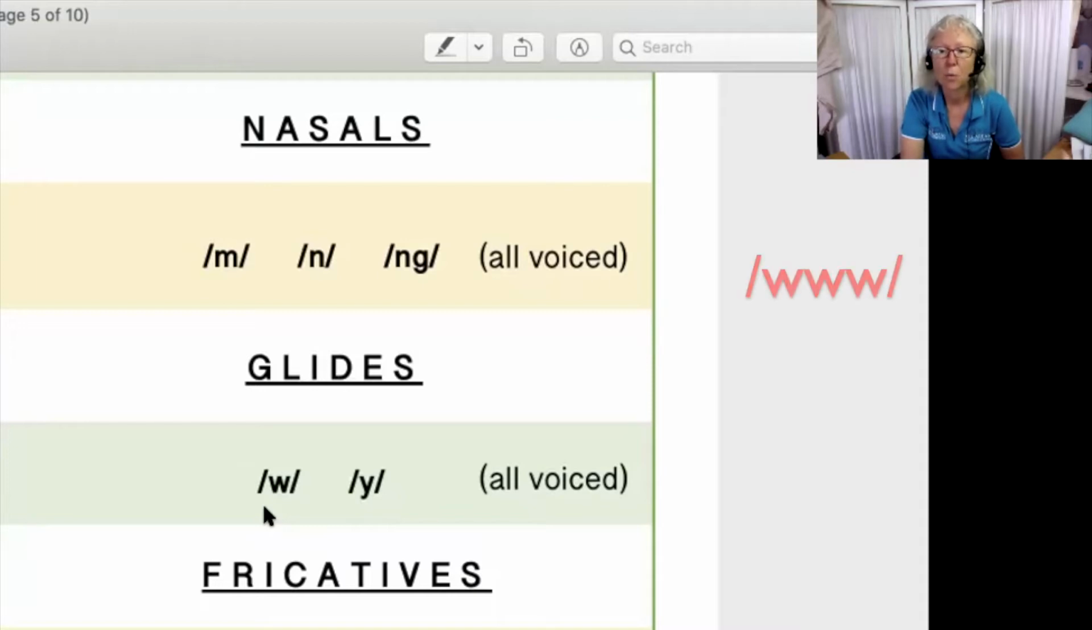So we've got w and y. Could we extend a w? What would it be like? W. Not really. You can get the w, but then it has to finish. And you can sort of extend the y bit, like if we're going to say yes, yes. But once we start to go yeah, then it actually has to stop. So w and y, they are glides.